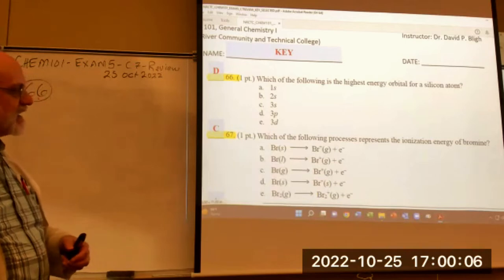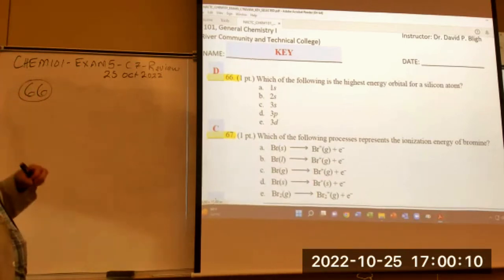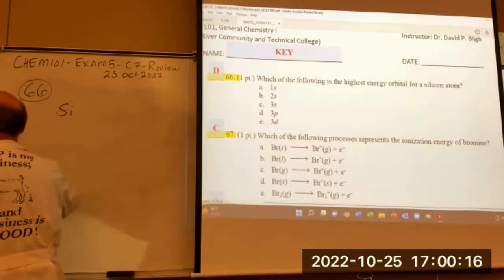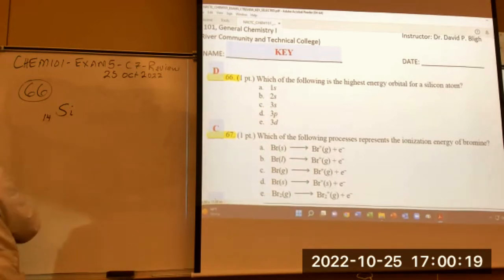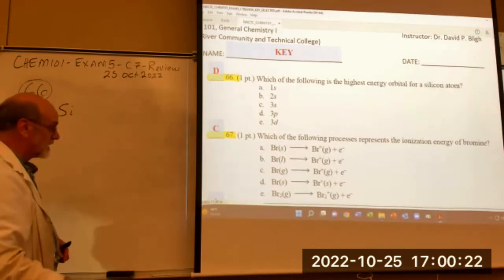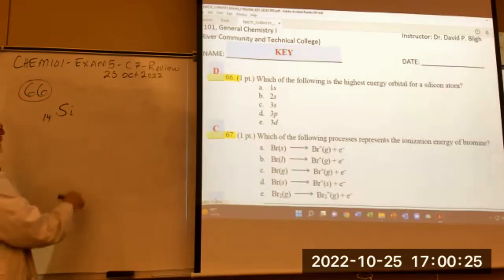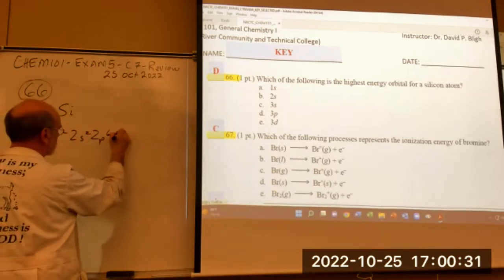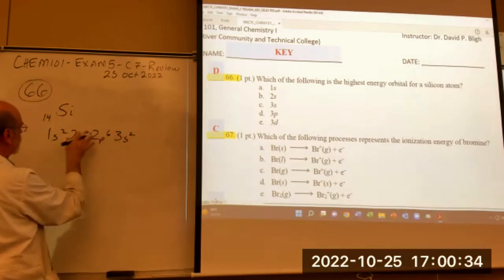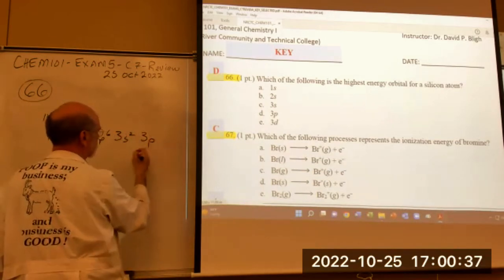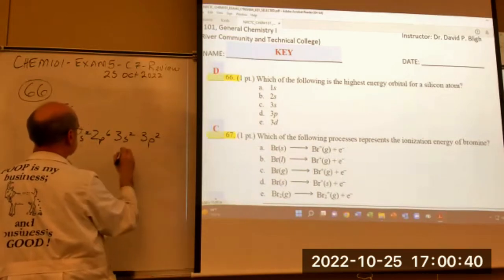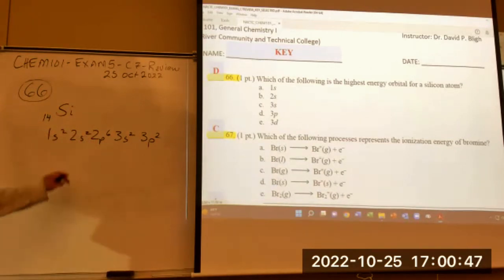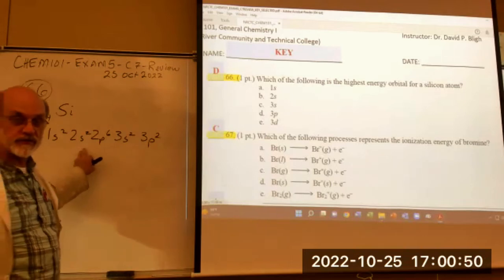Which of the following is the highest energy orbital for a silicon atom? The highest energy. So for this one, silicon has 14, right? If we just write out the whole thing, we could use abbreviated shorthand, but I'm going to write the whole thing out. So we've got 1s2, 2s2, 2p6, 3s2. That's 10, 12. We need two more. 3p2, 4, 10, 12, 14. Okay, so that is the electronic configuration for neutral silicon.